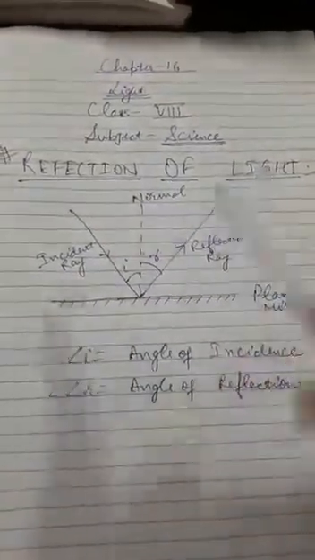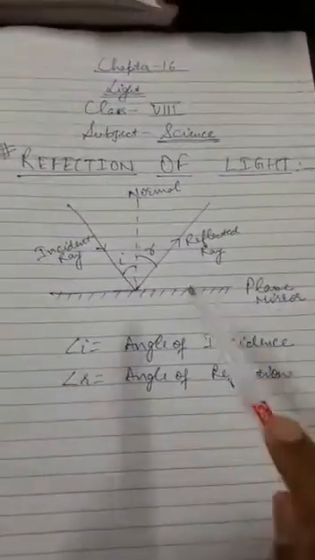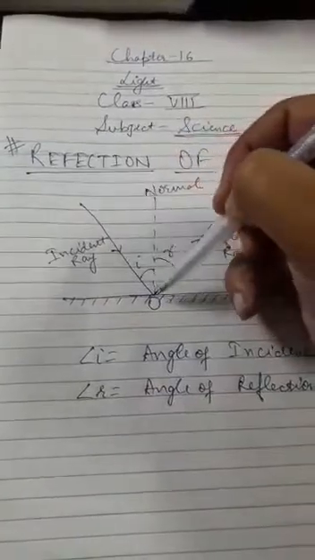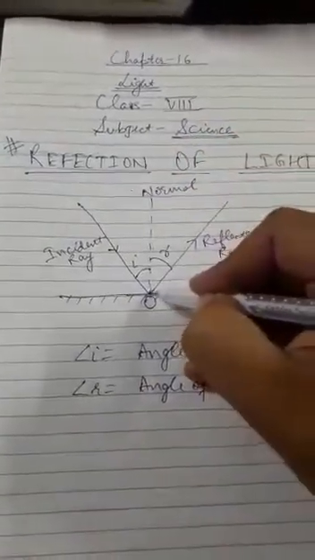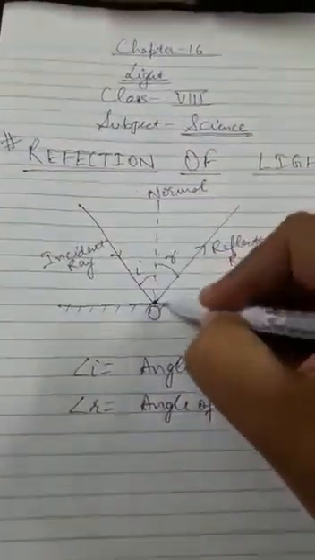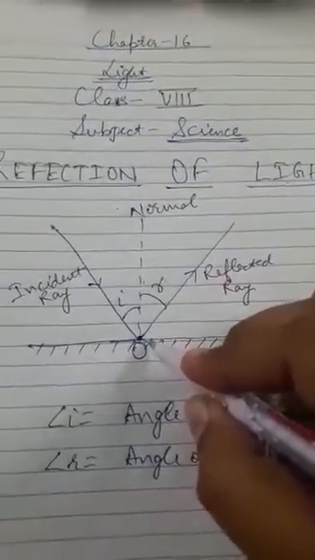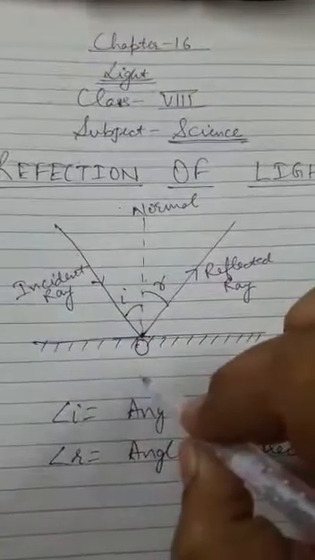Reflection of light. Let us take a plain mirror. I have taken a mirror and this point is labeled as O. Suppose the ray comes at point O. The ray which strikes the mirror, which falls on the object, is known as the incident ray.